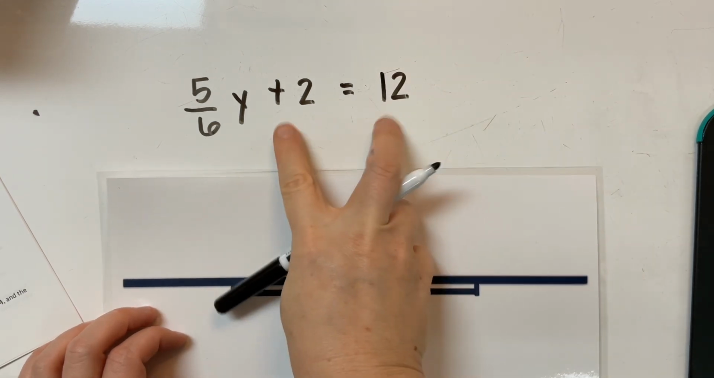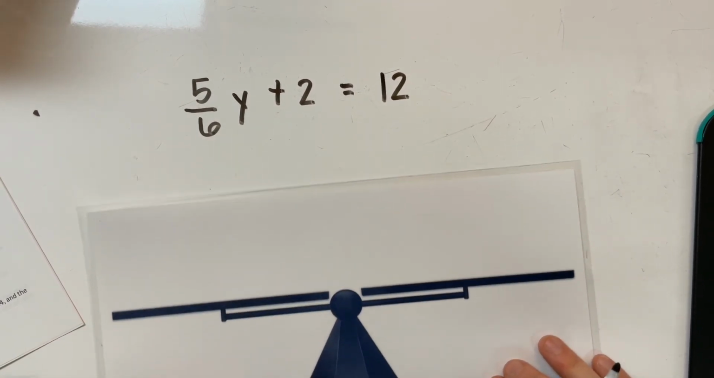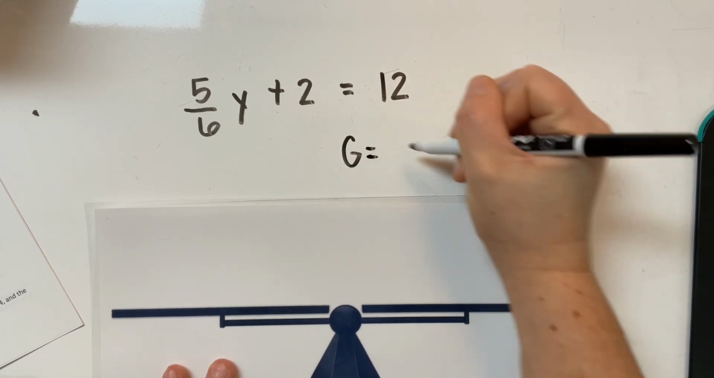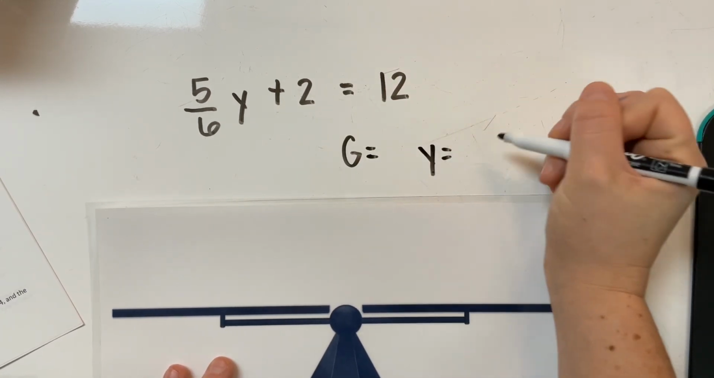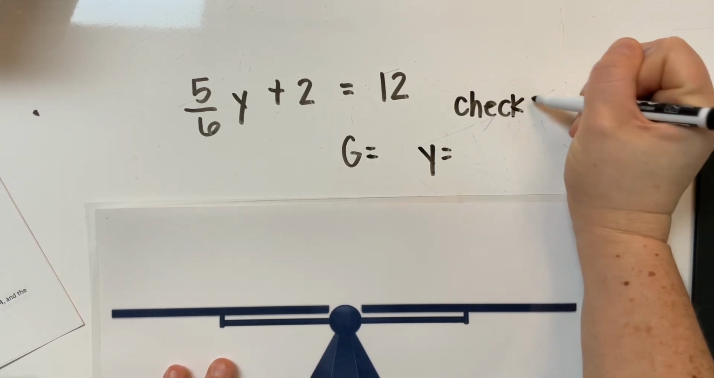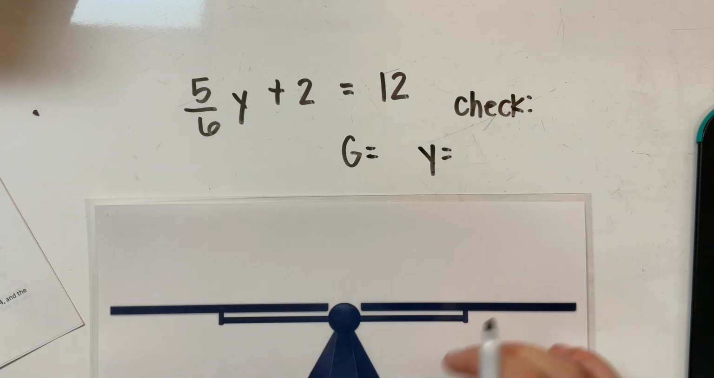So my constants are these cubes. And in my problem, it asked me what a green equals and what a y equals, and then obviously the check. Okay, so let's look at this.